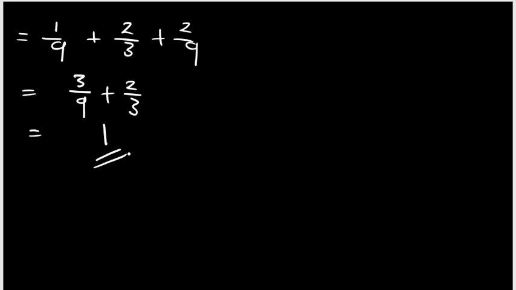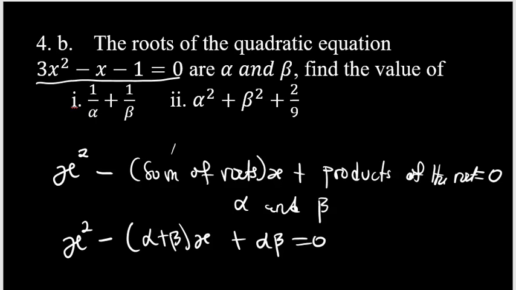So that is question 4B, and that is the end of this particular question. That is, the roots of the quadratic equation 3x squared minus x minus 1 equals 0 are alpha and beta. Find the value of the I and the II.